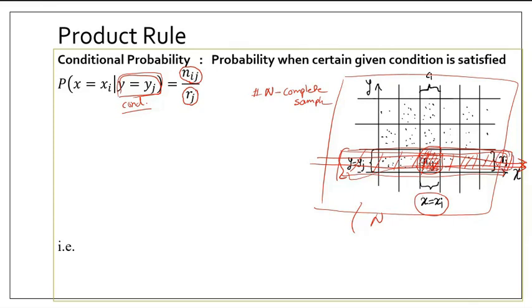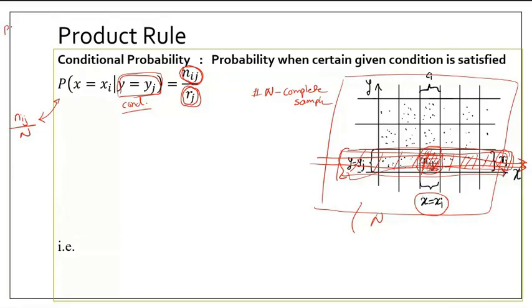So you can see here I am dividing by rj. So nij by rj is conditional probability. Now if I divide nij by n, what will be this probability? Can anybody elaborate? Just speak out. What is the difference between these two?